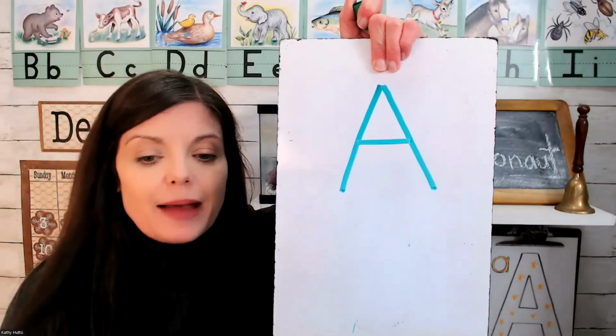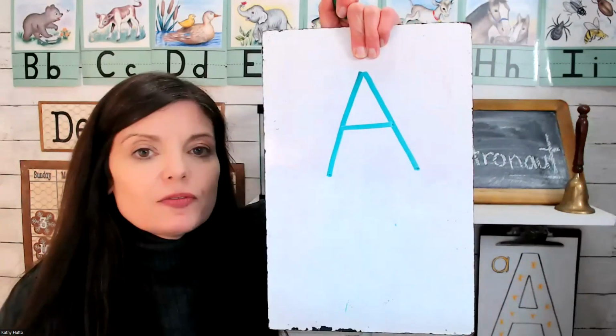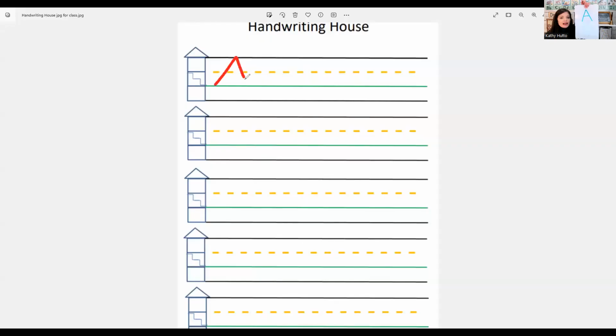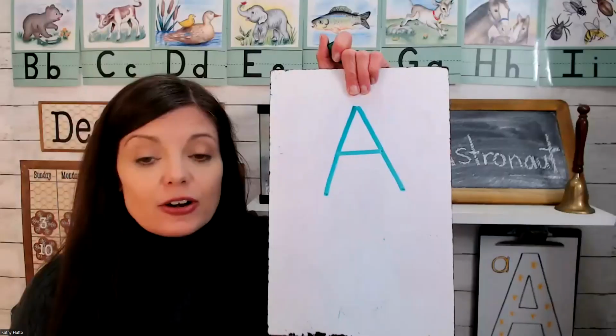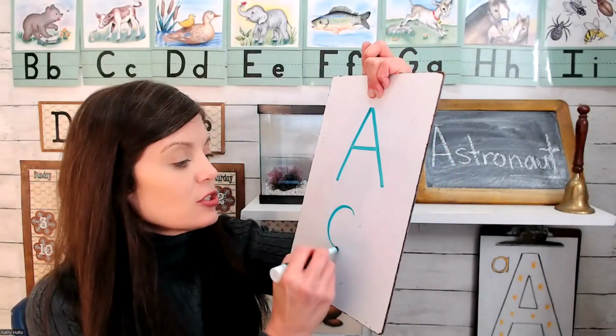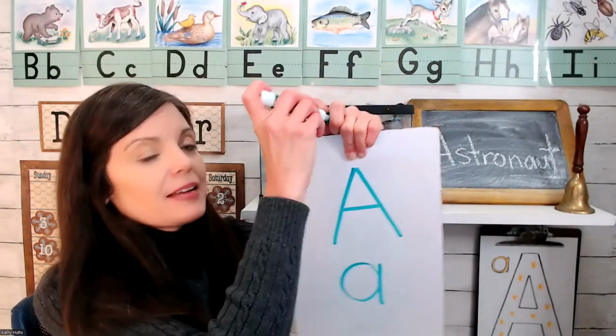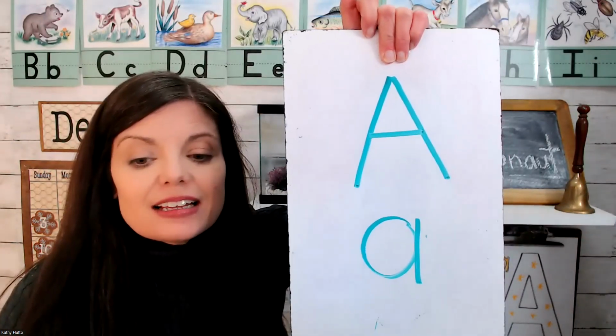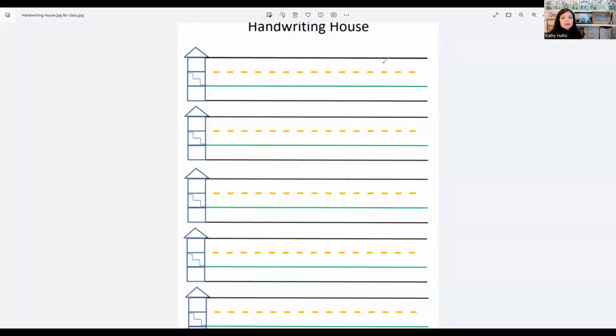Let me show you how to write that. So you're going to start at the top and slide this way, slide that way, and across the middle. Slide, slide, across. So that's the big letter A, and the small a looks like this, a circle and a line. That's the small letter A. Let me show you that really quickly, and you can practice those today.